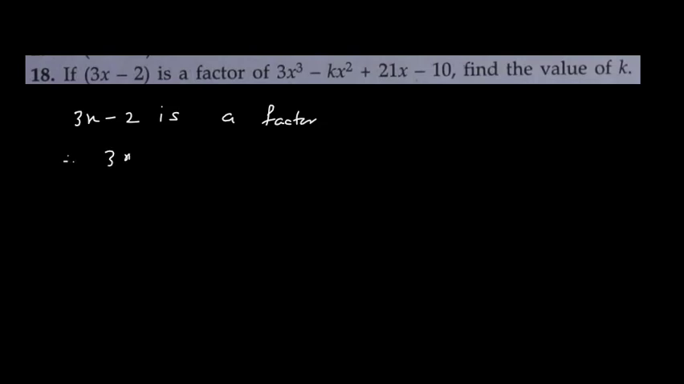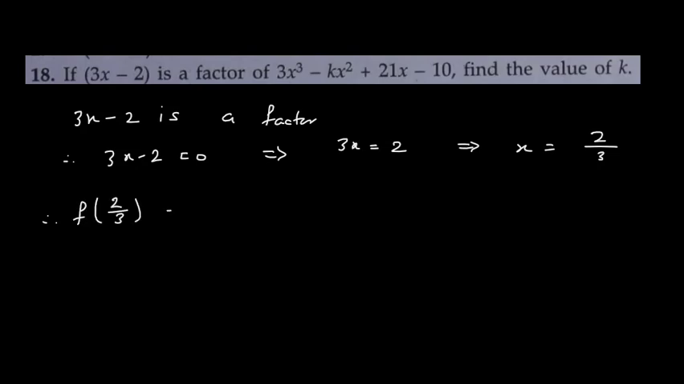Okay, so the other way I am doing here. So therefore this 3x minus 2 equal to 0, this implies that the value of 3x is 2. This implies the value of x is 2 divided by 3. Okay, so 3x minus 2 is a factor. So x is 2 by 3. So therefore f of 2 by 3 is 0. Okay, this is remainder theorem.